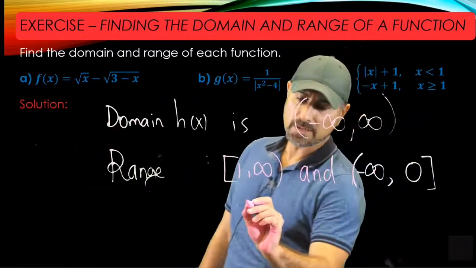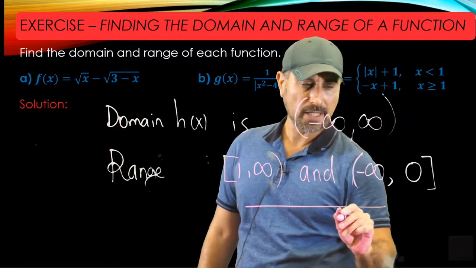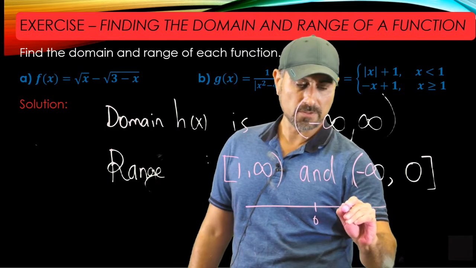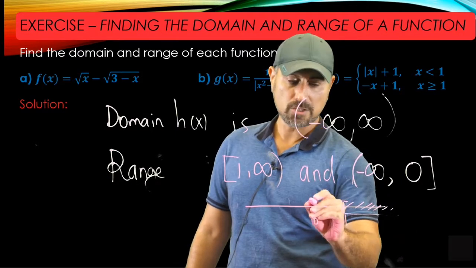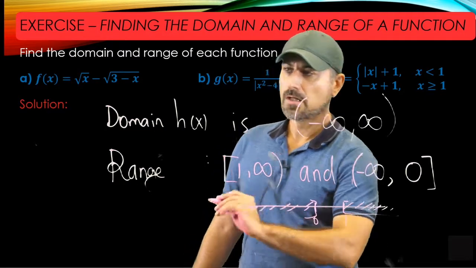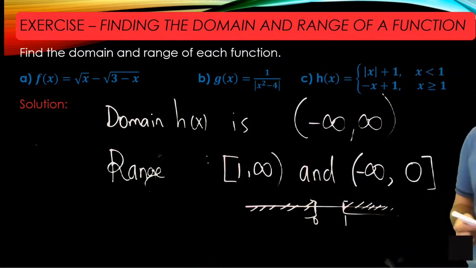So on the real line, if you want to see it that way, this is 0, this is 1. You can achieve anything and everything here. You can achieve anything and everything here, but not anything in between 0 and 1.